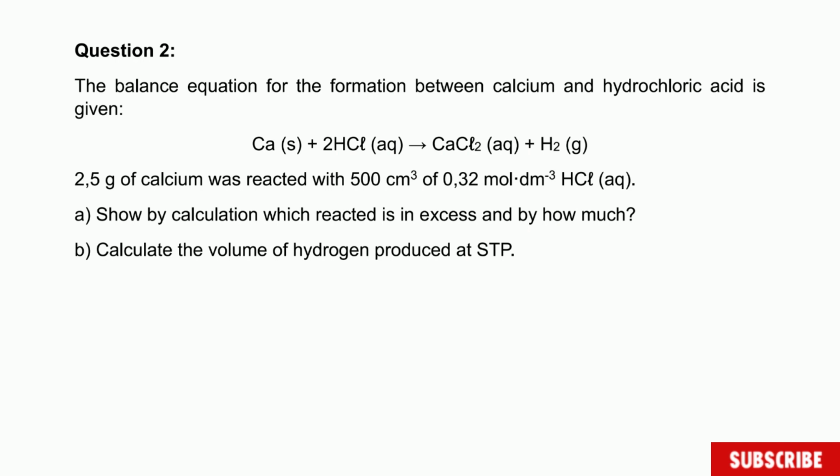The balanced equation for the reaction between calcium and hydrochloric acid is given. 2,5 grams of calcium was reacted with 500 cm³ of 0,32 mol per dm³ hydrochloric acid aqueous solution. Now, show by calculation which reactant is the excess and by how much.